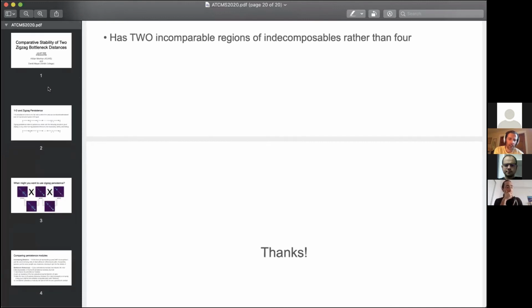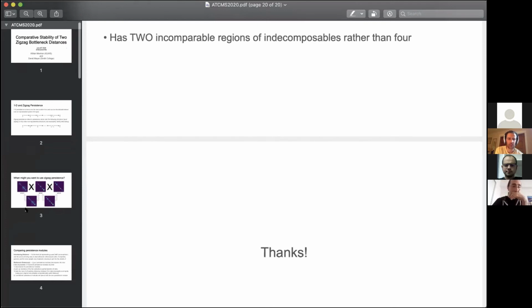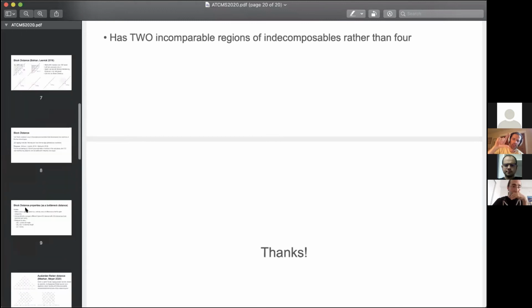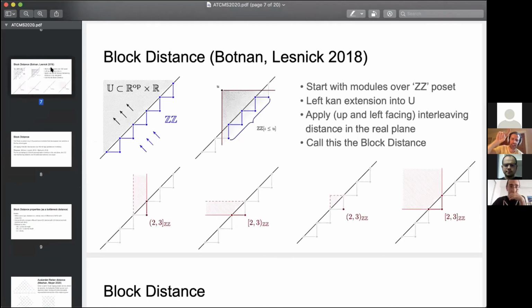So Killian, I had a question first about the definition of the block distance. When you're taking this co-limit to get to that point U, on the original zigzag diagram in blue underneath, you have a vector space at each vertex. You have a diagram of vector spaces, and so you populate that point at U when you take this co-limit, or sorry, this Kan extension.